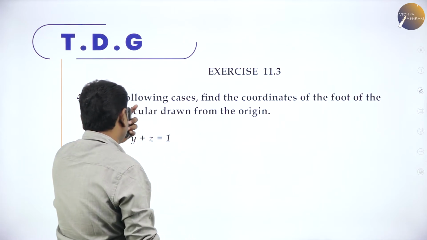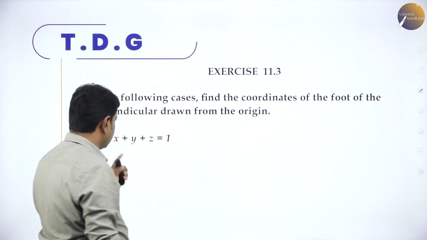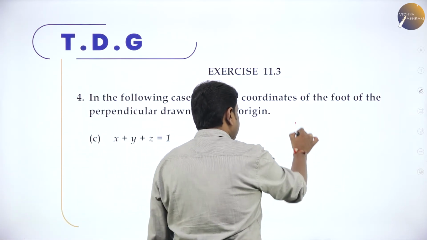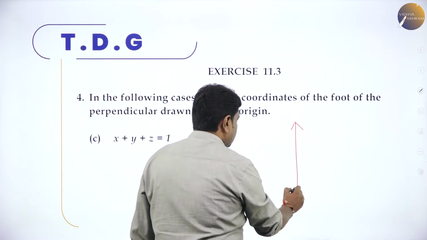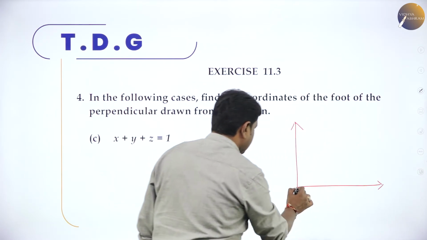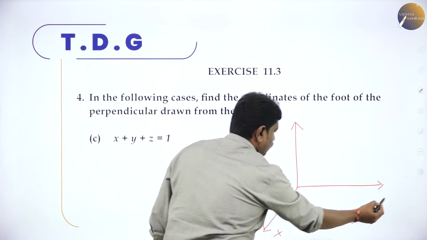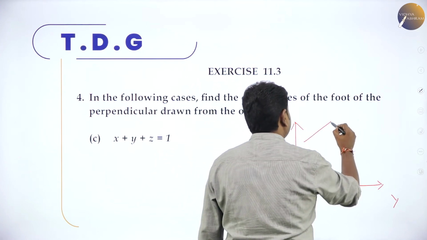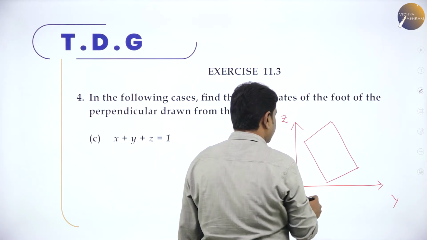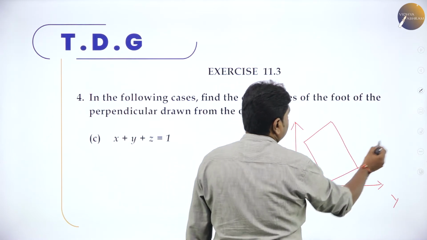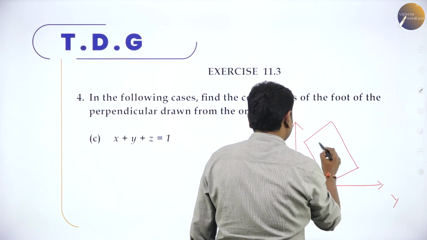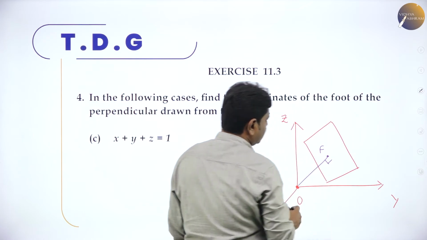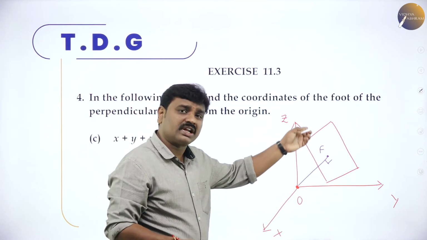Then now in the following cases, find the foot of perpendicular, the other problem. So what is the first task? I told you, this is the geometry, no need of a diagram to make you understand. X axis, y axis, z axis. This is the plane, and I need to draw the foot of perpendicular. From the origin to the plane, say this is the perpendicular and F is the foot. Very clear. The foot lies on the plane.